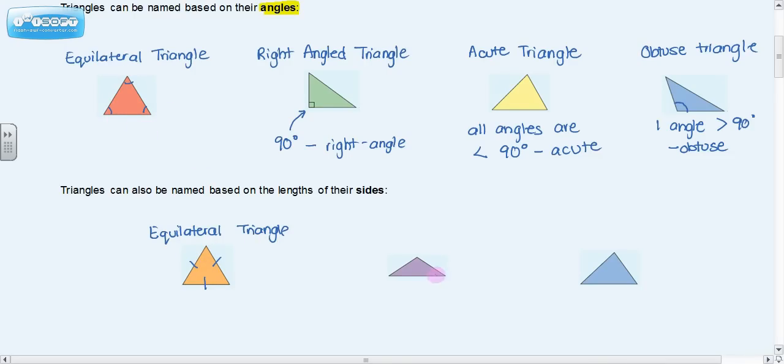In the next example, we have two sides that are the same. When we have two sides the same, this triangle is called an isosceles triangle. In the last example, all three sides are different. So no two sides are alike, and therefore it is called a scalene triangle.